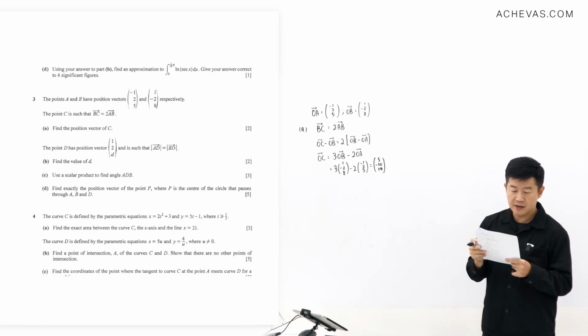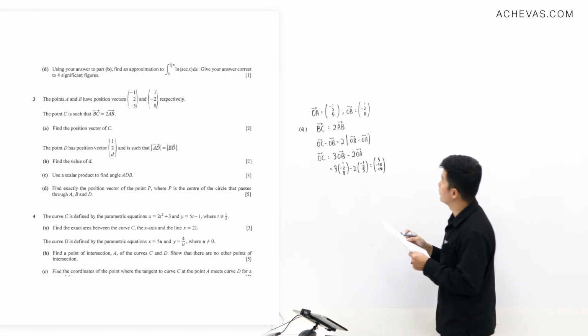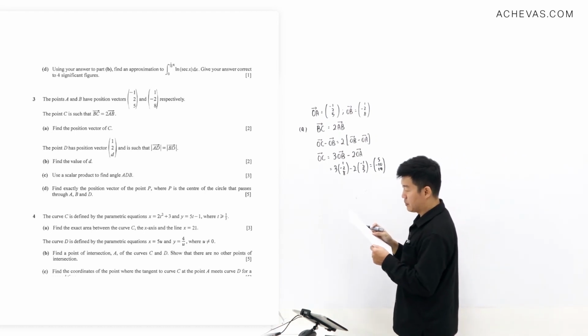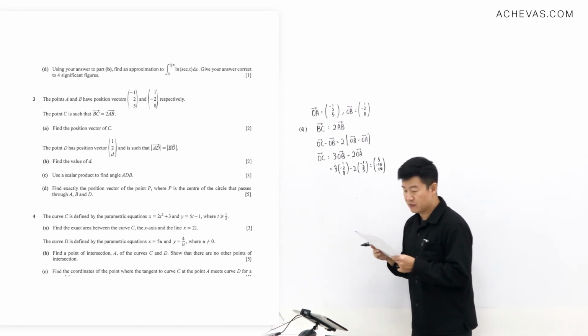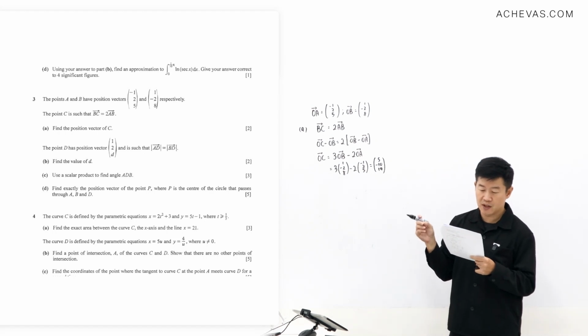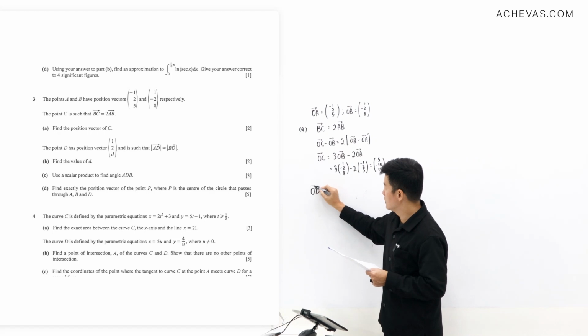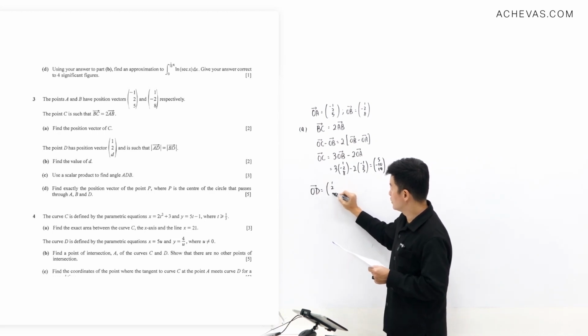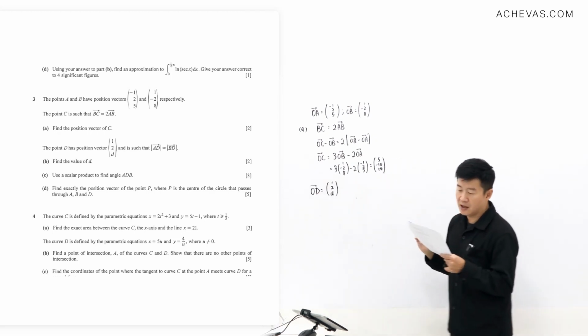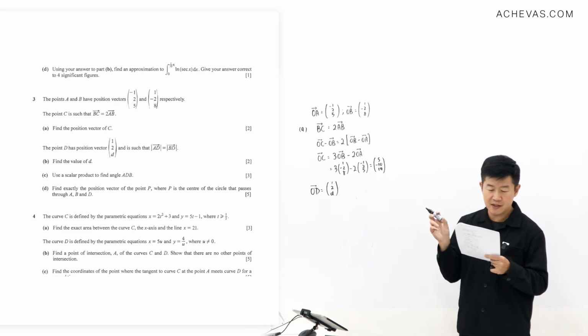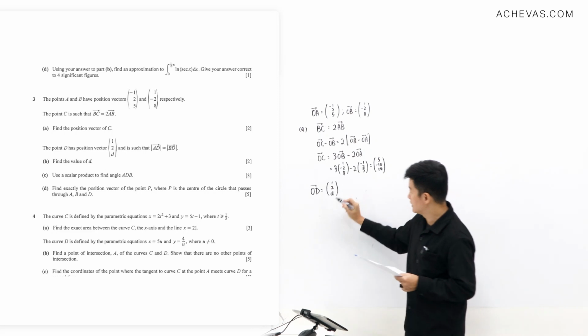And now we are given the position vector of another point. This other point is point D. So the position vector is given to us for point D as (1, 2, D). Let me write it down. So OD is (1, 2, D). And we are also given this equation. In part B, we are supposed to find the value of this D.